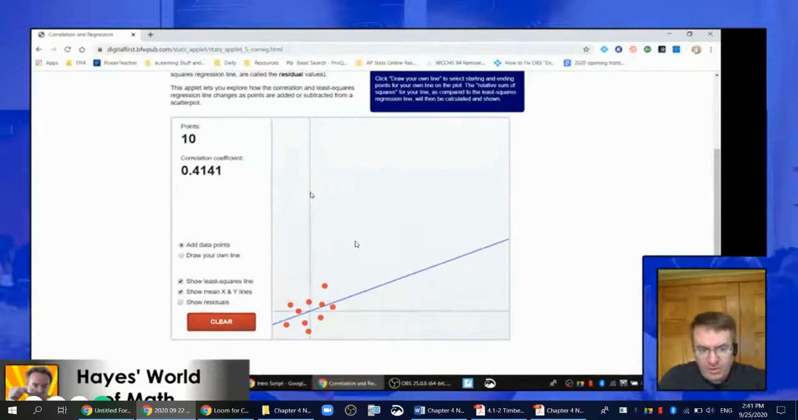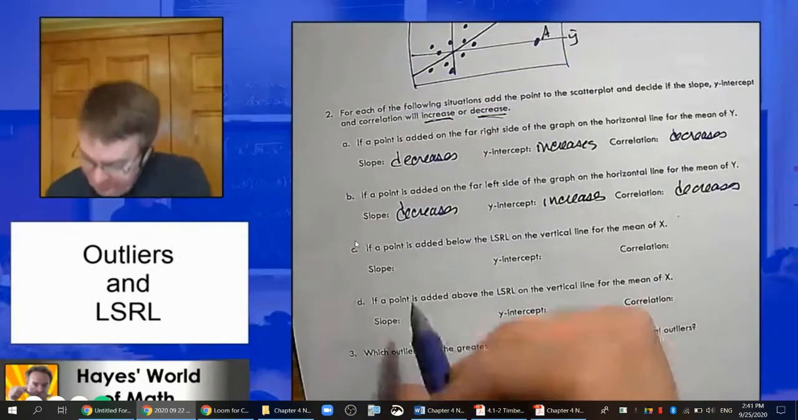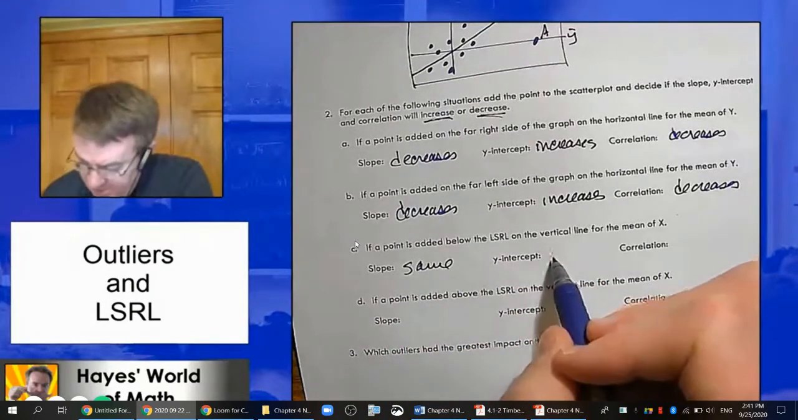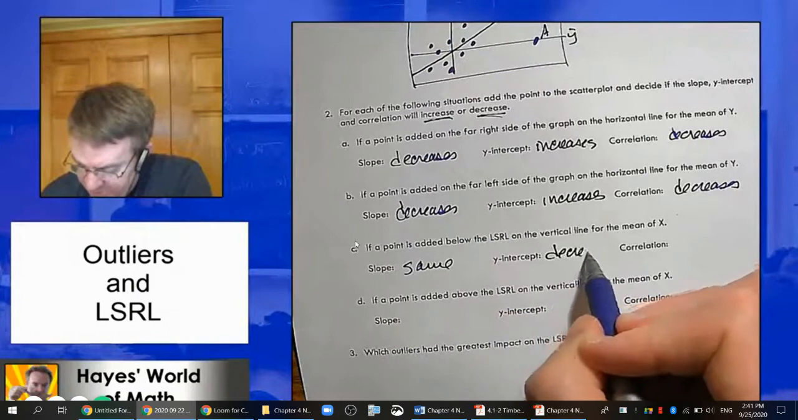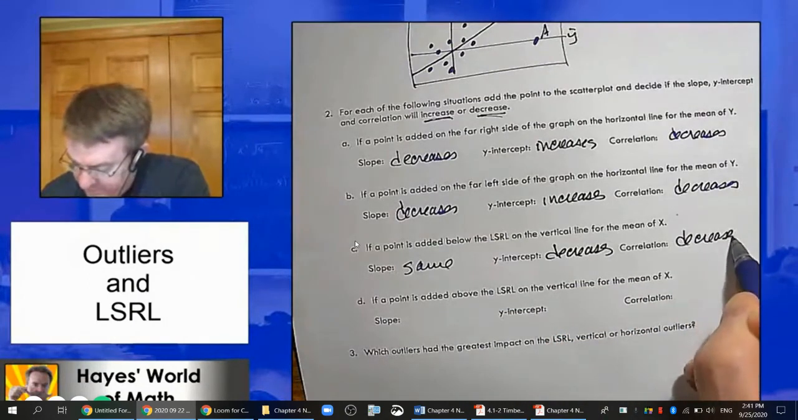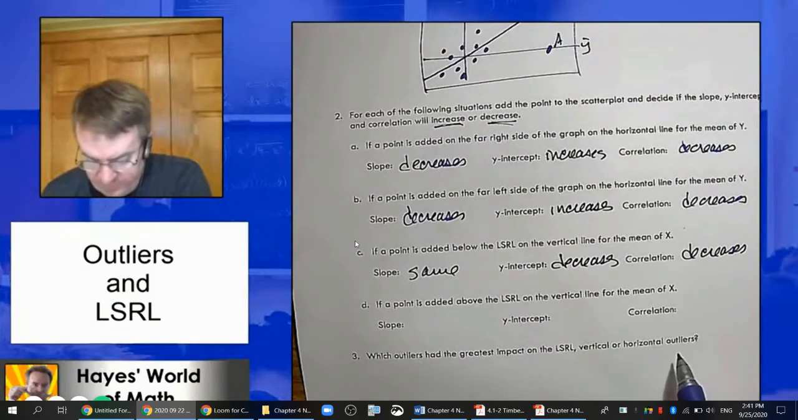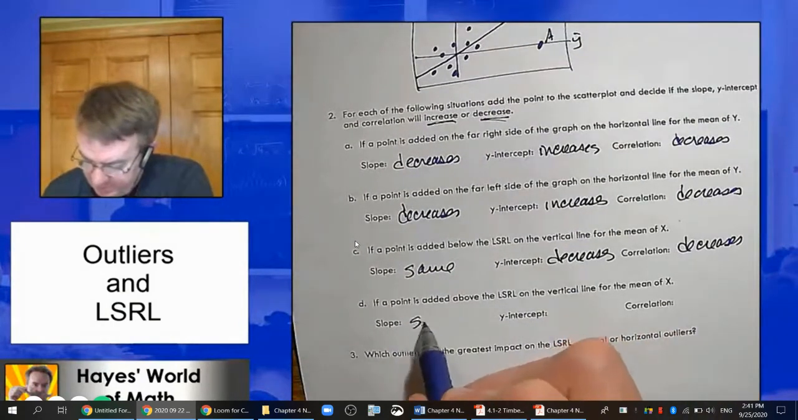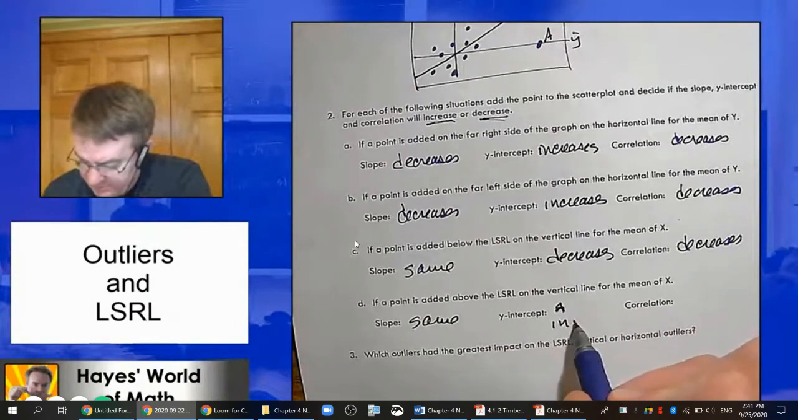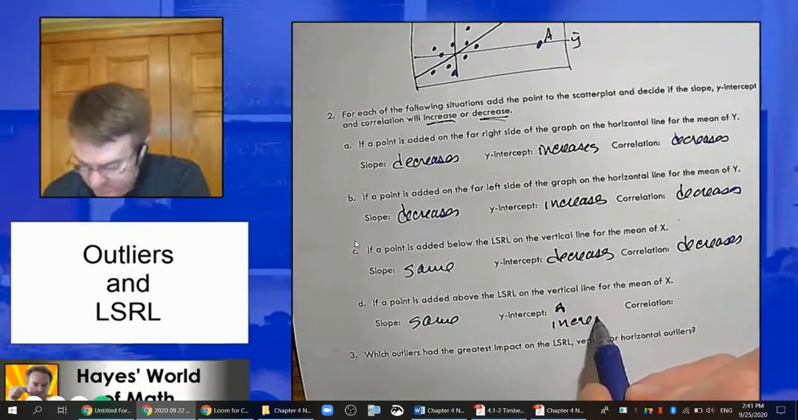And think about what's going on. You're dealing with the change of y over the change of x, right? If you're adding in a mean value of x, you're not really changing it that much. So anyway, the correlation decreases, the slope stays the same, and the y-intercept increases. Nice catch, Mr. Hayes.